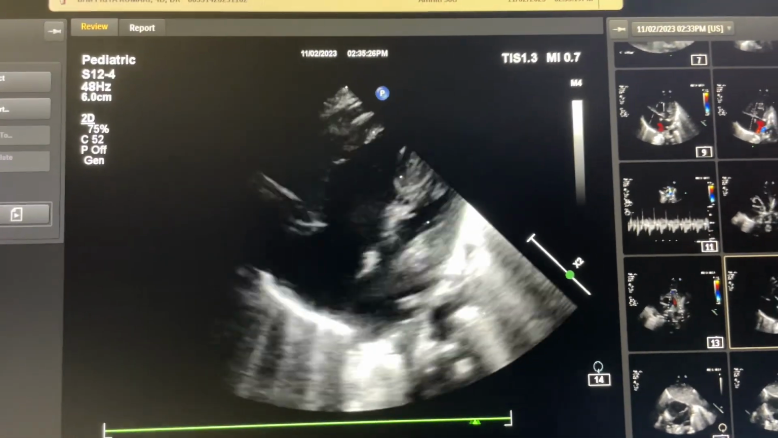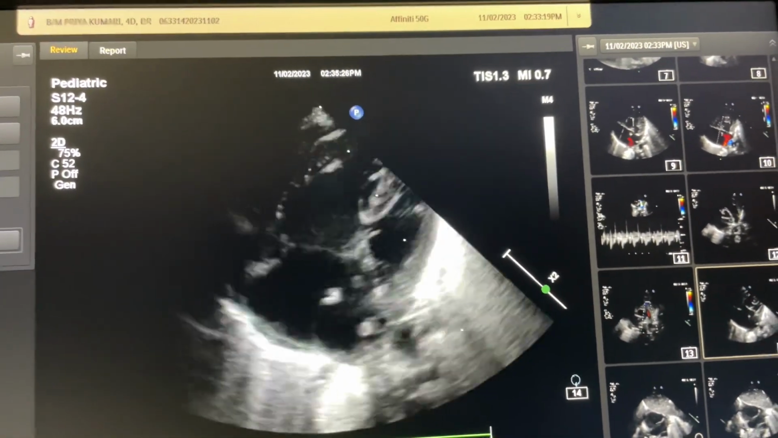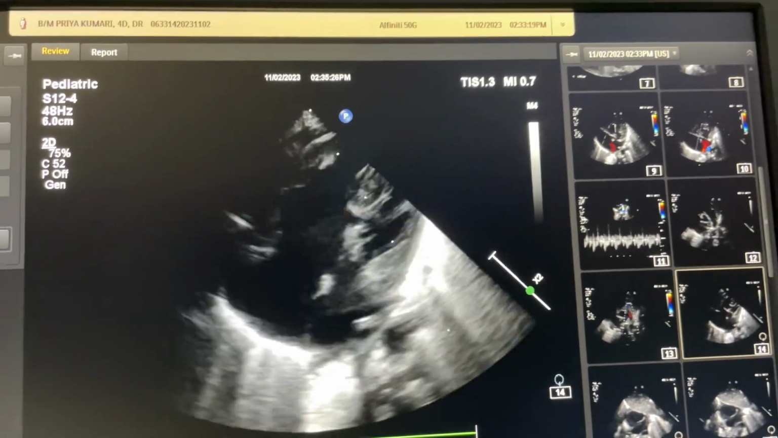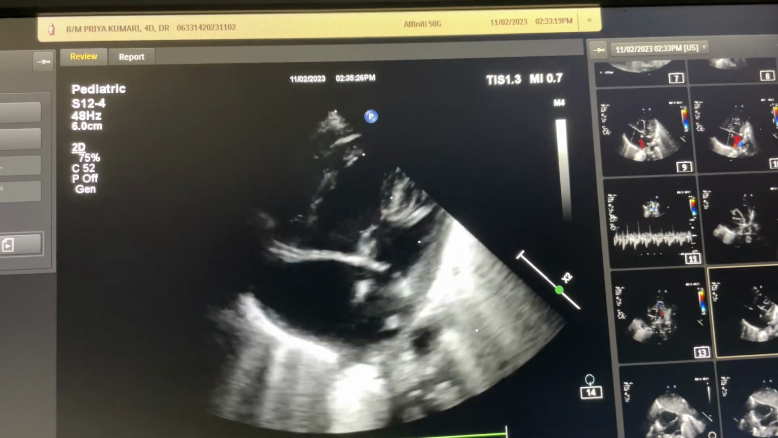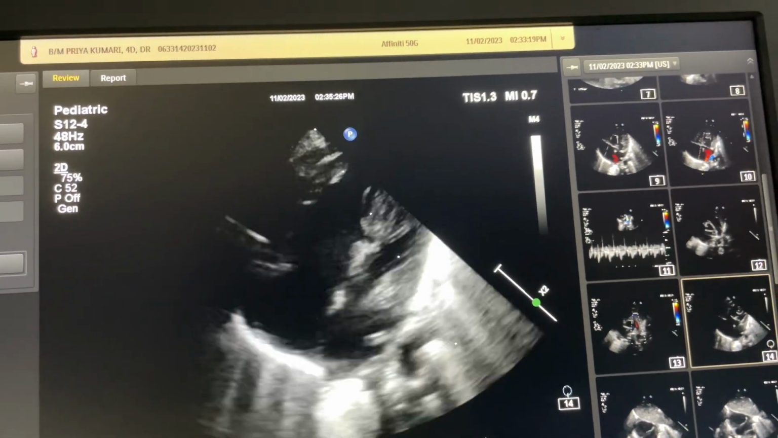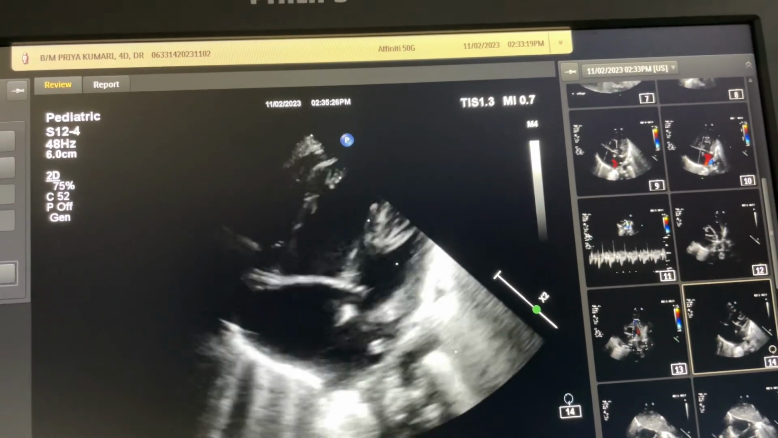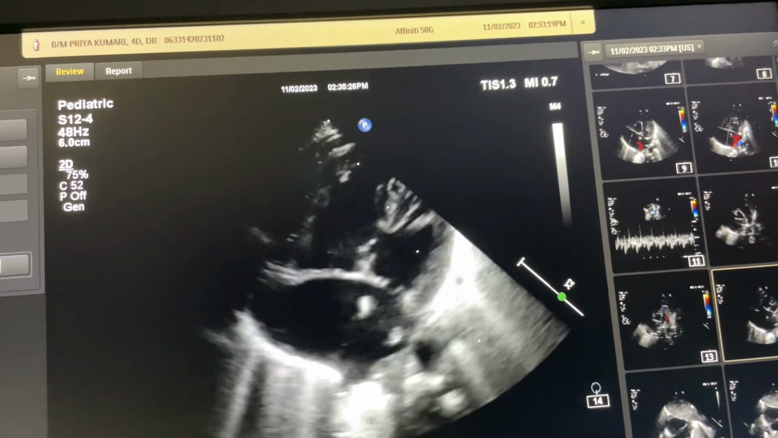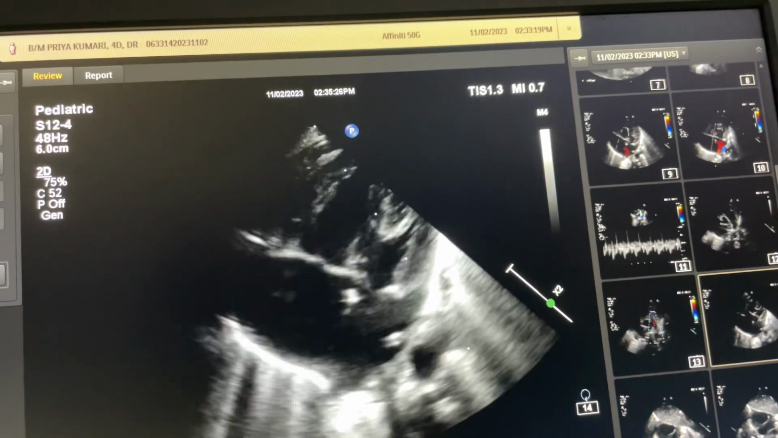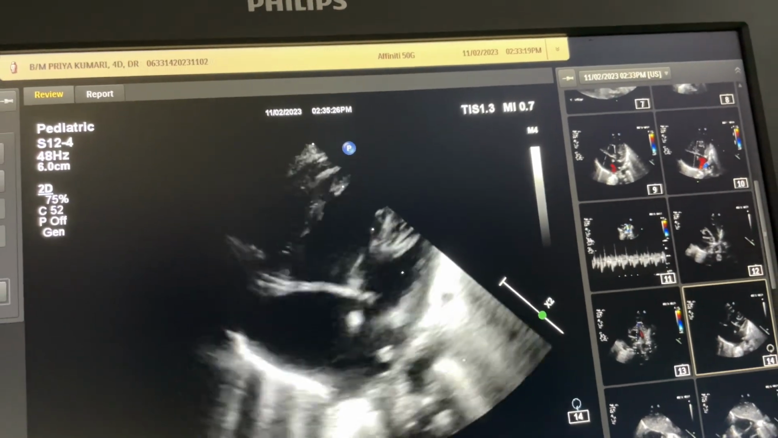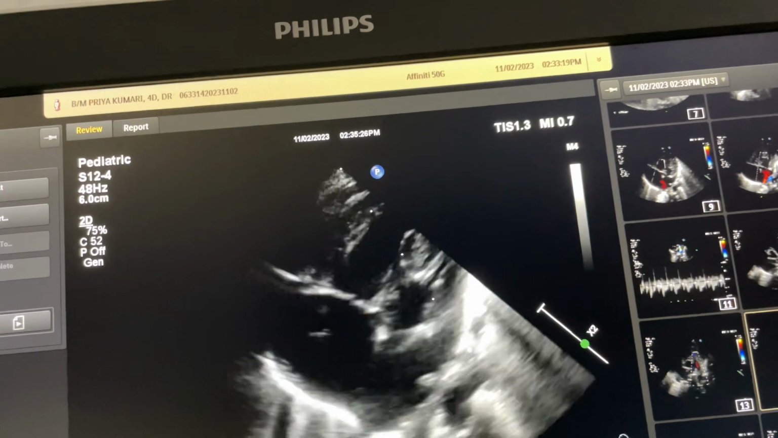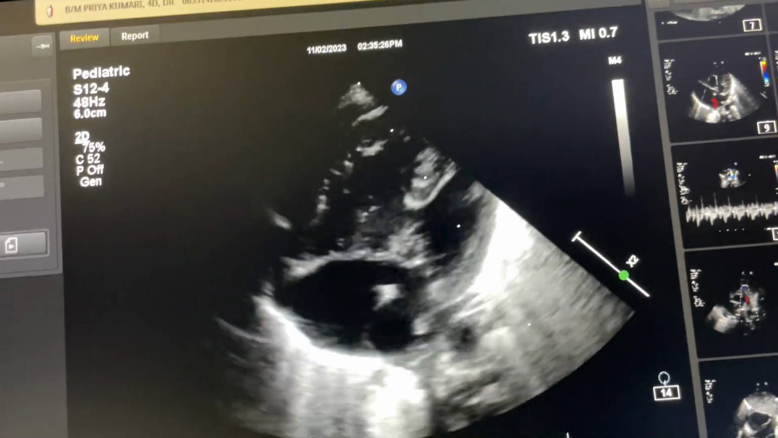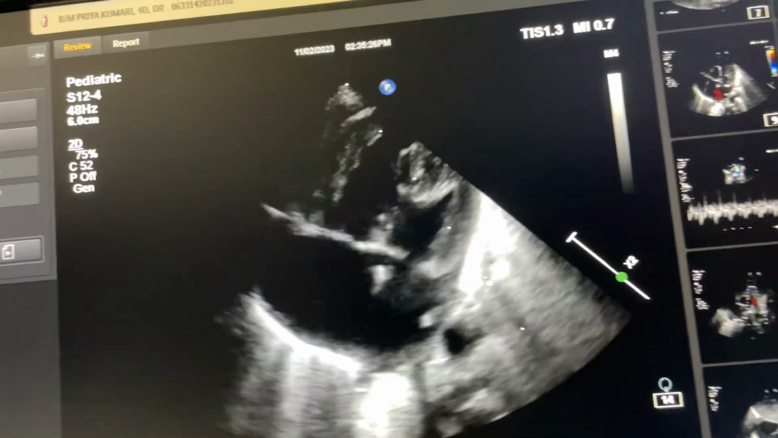This is the case of complete AV septal defect with ostium secundum ASD at the same time. As definition says, complete AV septal defect should have ostium primum ASD and inlet VSD. So both ASD and VSD. The ASD and VSD are very close to one another. You can see this image. This is ASD, this is VSD, ostium primum ASD and inlet VSD.